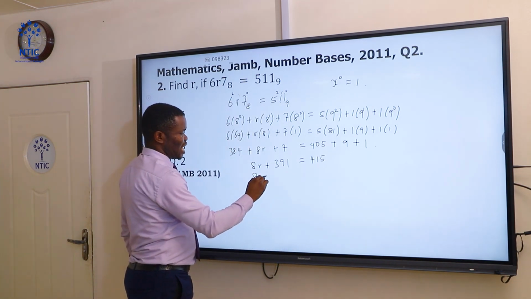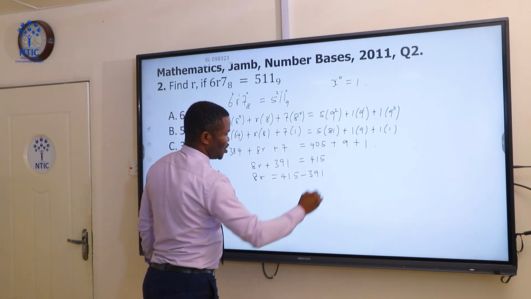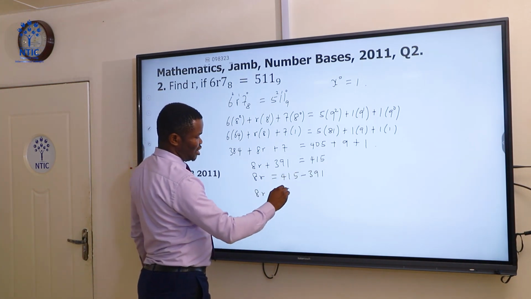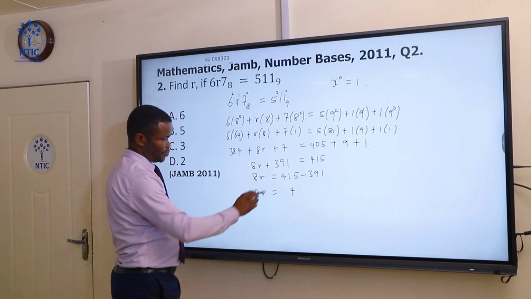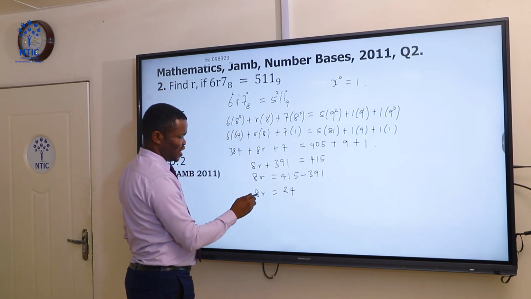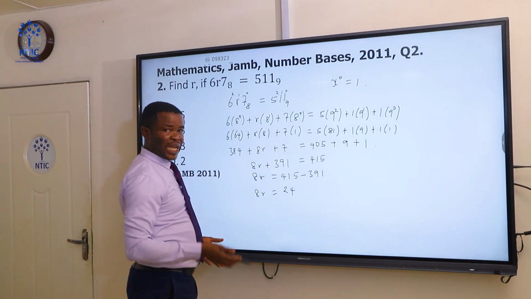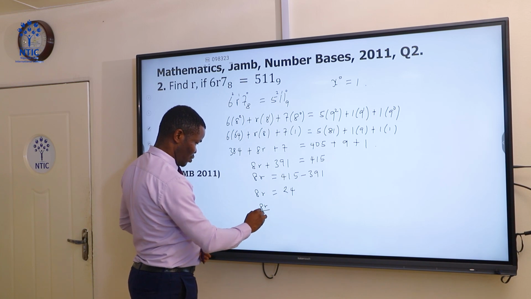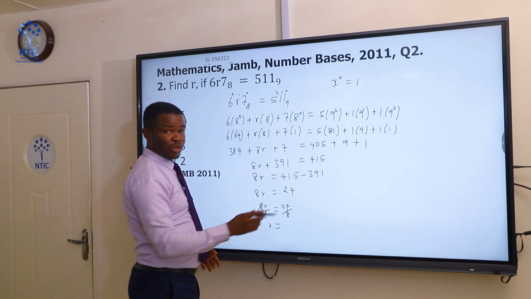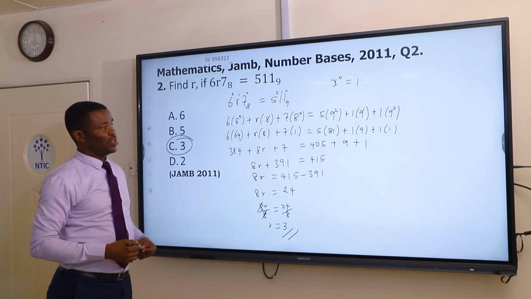Then this is going to be 8r equal to 415 minus 391. So this is going to be 8r equal to: 5 minus 1 is 4, and 11 minus 9 is going to be 2, 3 minus 3 is 0. So 8r is equal to 24. If we divide both sides by 8, it's going to be 8r divided by 8 equal to 24 divided by 8. And r is going to be equal to 3. So you can see this answer becomes C.